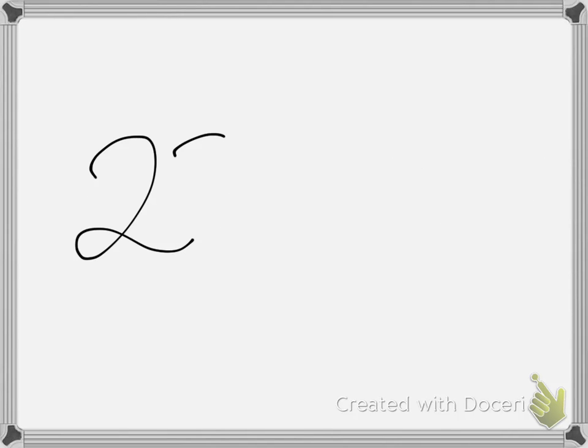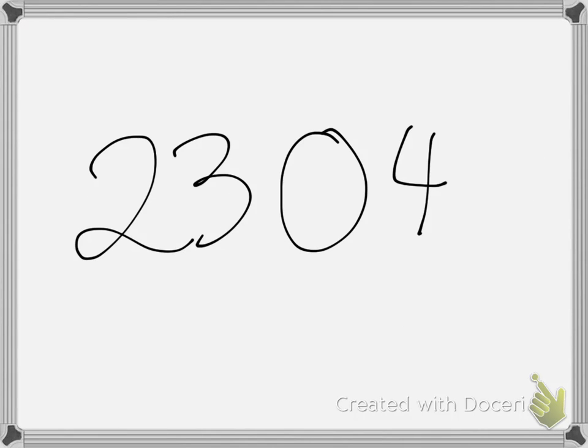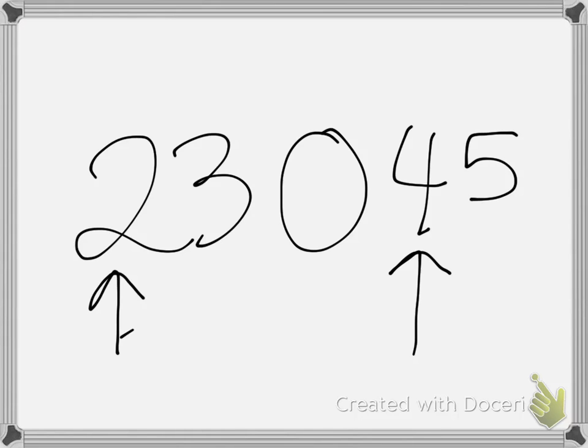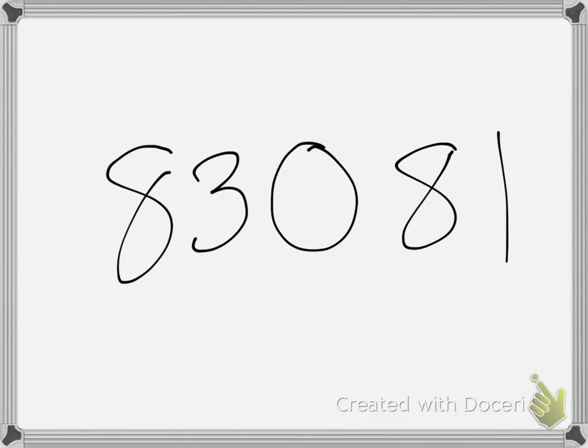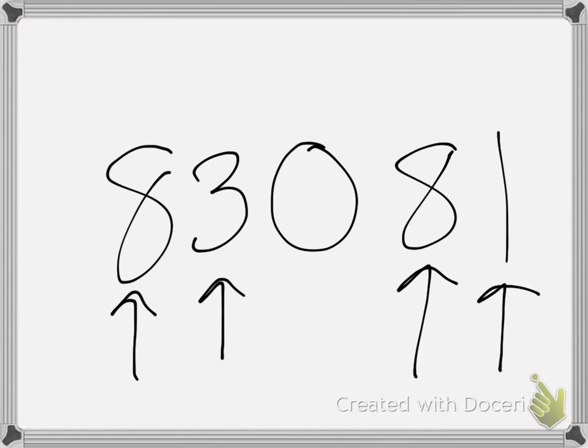We could also compare 23 and 45. And we're going to start in that tens place, and we can see immediately the 4 is bigger than the 2, so we can compare that. And the last one with whole numbers, if we're comparing 83 and 81, we start looking in the tens place, and we see that they're the same. So then we move on to the ones place, and we can see that 3 is bigger than 1.